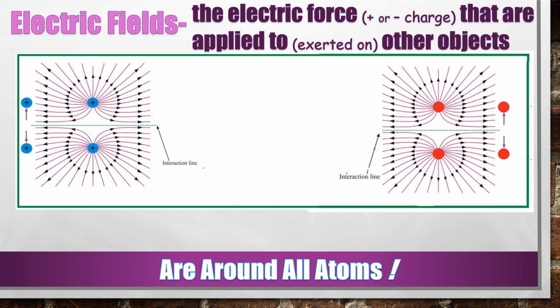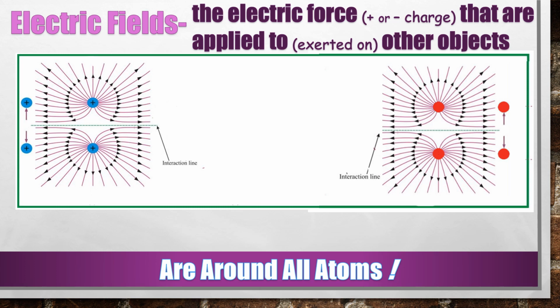So if I take two positive atoms, or if I take two negative atoms, notice on the left and right for the positive and the negative, what's happening to those electric fields. The electric fields are the lines coming out from the atoms themselves. So if they are like particles, then they are going to repel one another. Those lines are going to diverge from one another. They're going to bend from one another.